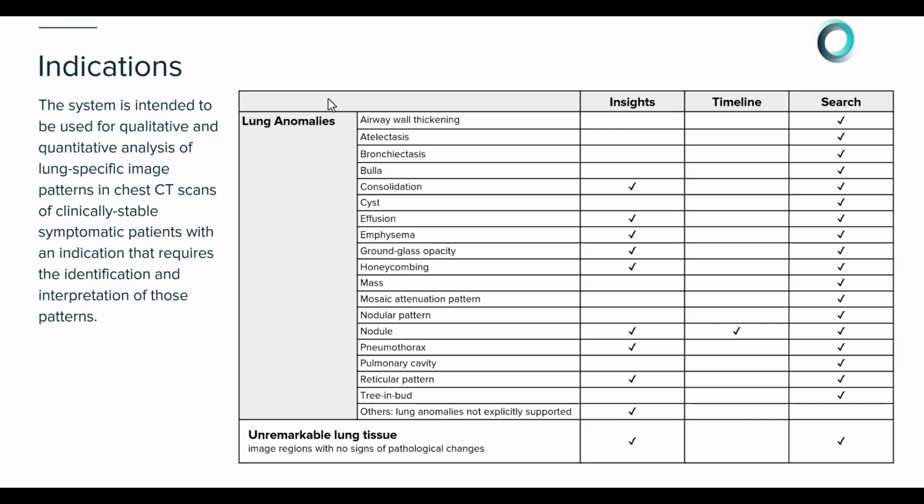This is the overview of the clinical indications for the contextflow advanced chest CT AI system. The system is intended to be used for qualitative and quantitative analysis of lung-specific image patterns in chest CT scans of clinically stable symptomatic patients with an indication that requires the identification and interpretation of those patterns. Multiple patterns are shown in three different analyze screens: the insights, the timeline, and the search screen.